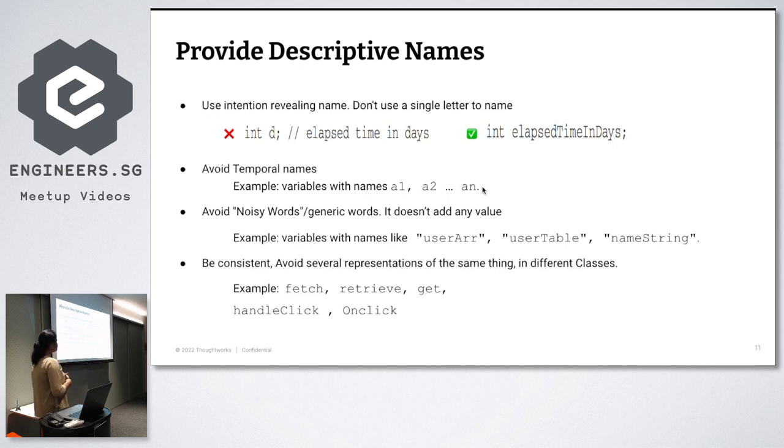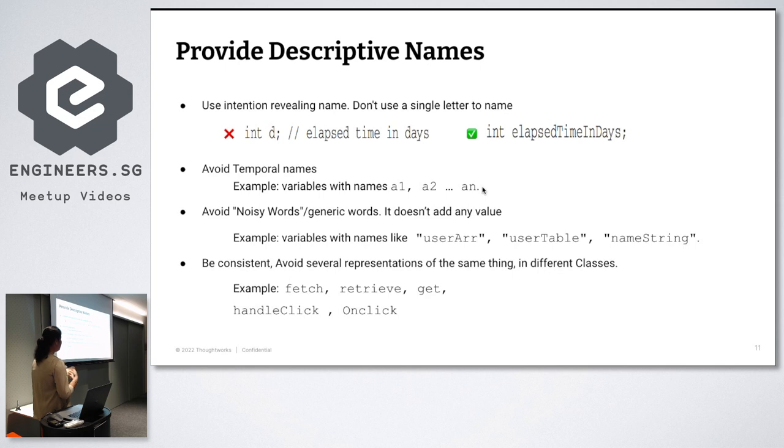The next one is to avoid temporal names, like A1, A2. These are not good because they don't reveal the intention of what you want to do with it. Then avoid noisy words. Sometimes you have a user array or a user table, but adding array or table at the end doesn't add any extra information or value for the reader. It just makes it more wordy.